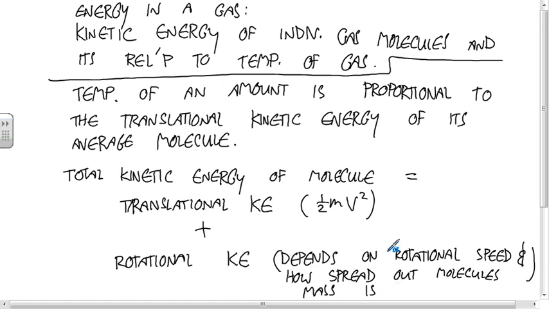And this part, the dependency on how far each chunk of mass is distributed from other chunks of mass, is going to be an important thing as we talk about energy in a gas. Okay. So the translational kinetic energy is just the 1/2 mv squared, but that doesn't measure the entire kinetic energy of a gas molecule. So we're going to have a relationship between this and temperature, but that's going to leave out this rotational kinetic energy, and we're going to have to deal with that.